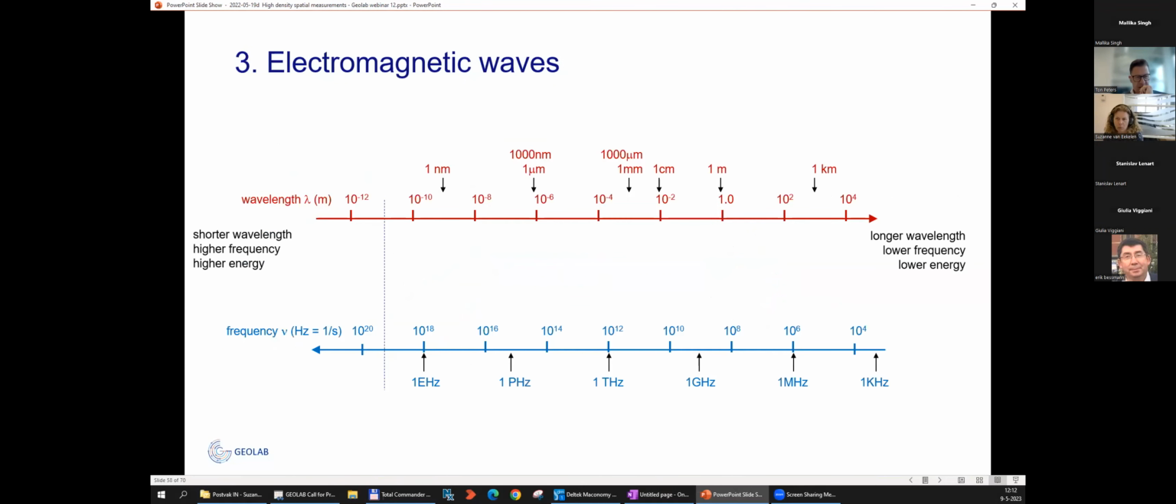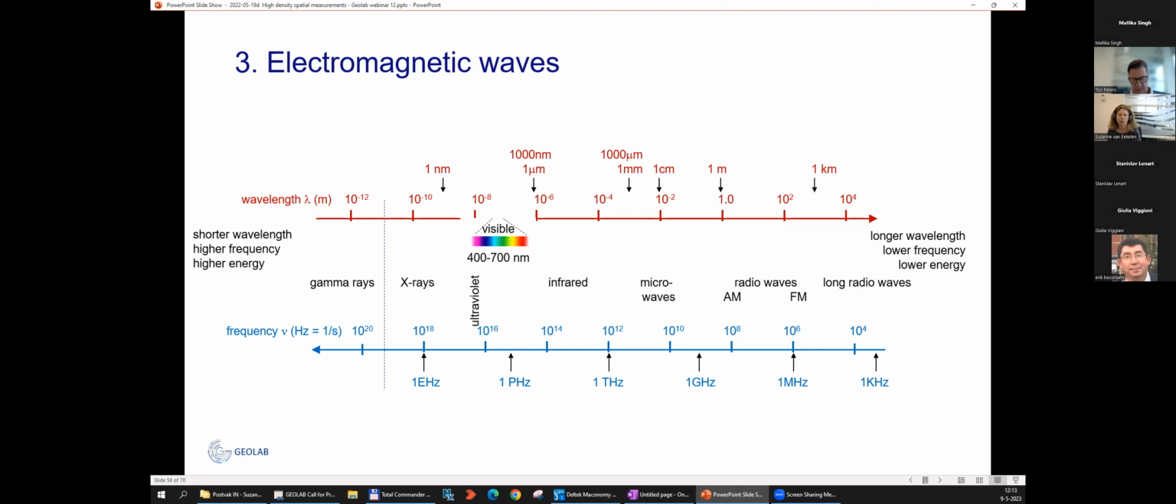Now electromagnetic waves. Here we see the scales of wavelength, which is related to the frequency of electromagnetic waves. And this is the visible area of these wavelengths. And here we have the other types of waves: gamma waves, X-rays, ultraviolet, infrared, microwave, and different types of radio waves. So radio waves have very long wavelength, so they come very far.